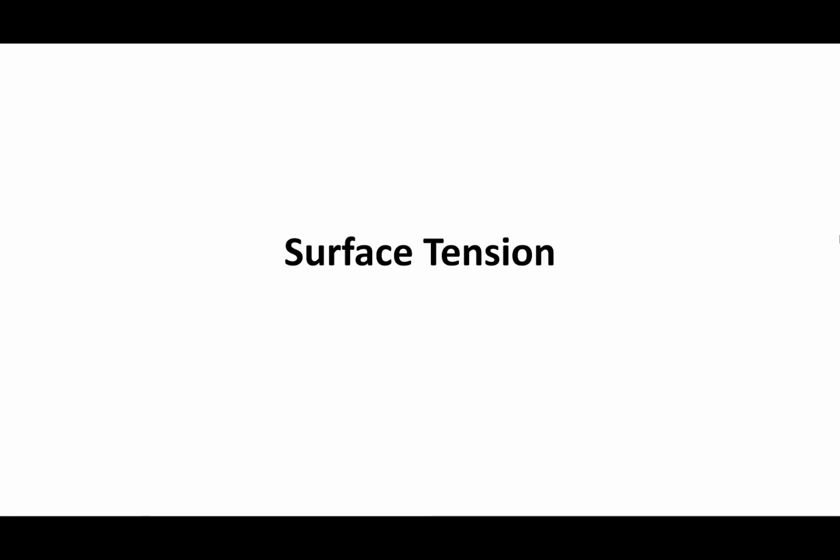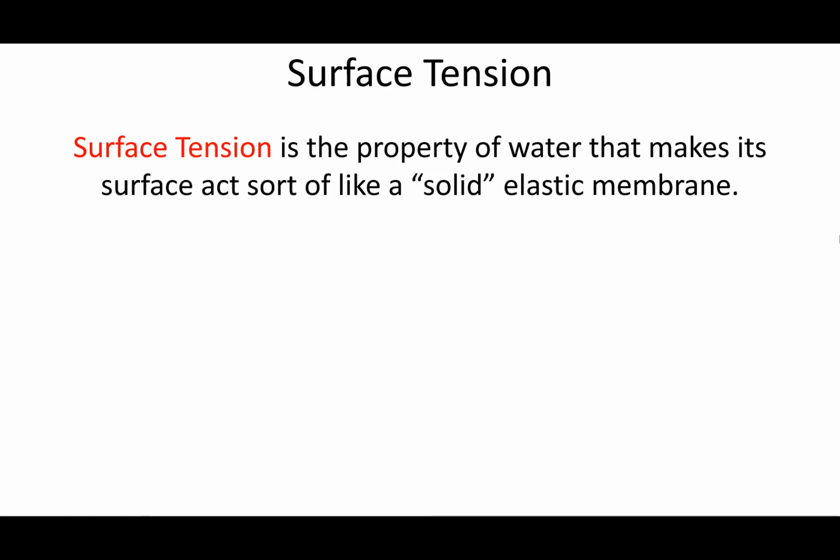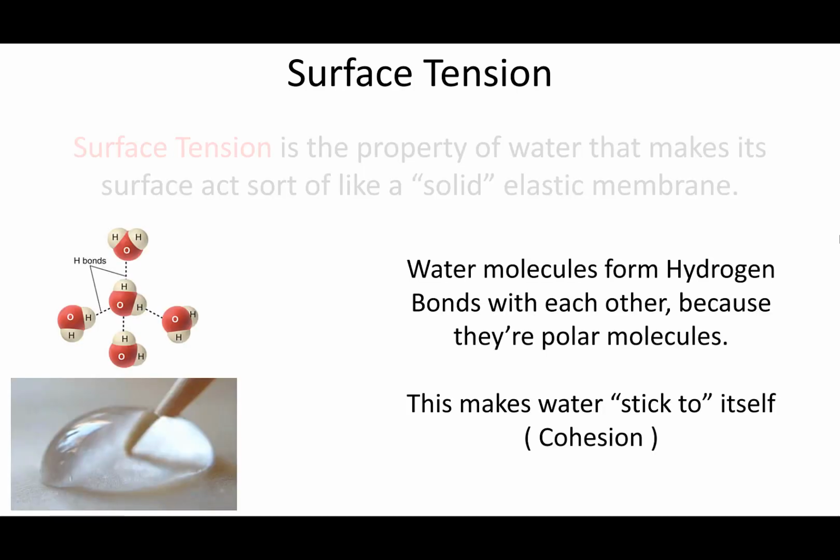Now let me talk about surface tension. Surface tension is the property of water that makes its surface act kind of like a solid elastic membrane. It acts sometimes like a solid, not a liquid. It happens because water molecules form these hydrogen bonds with each other, pulling each other in, and so water sticks to itself and acts kind of like a jelly.